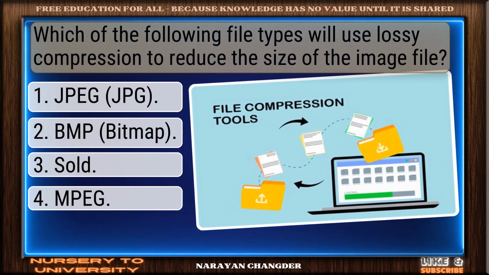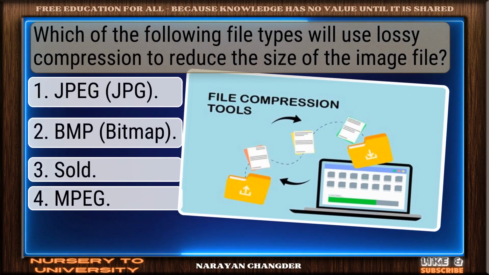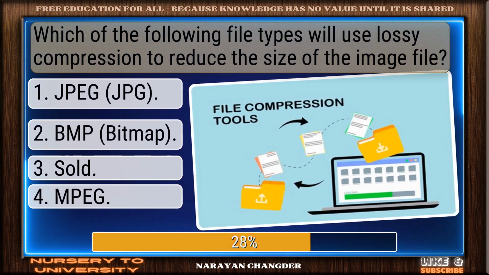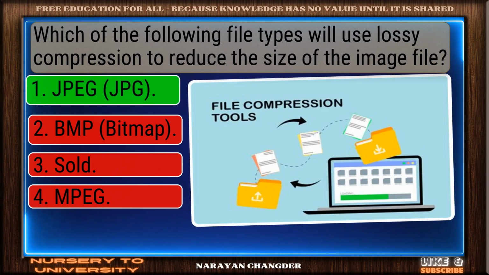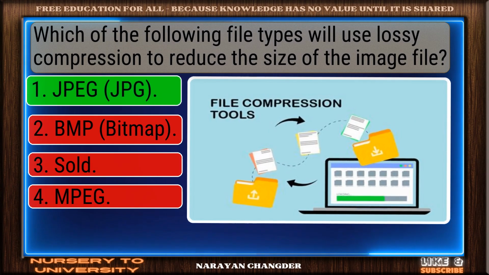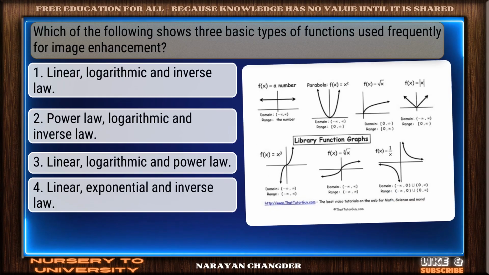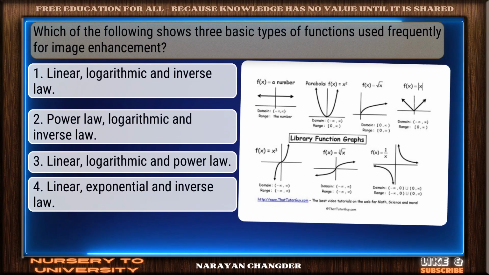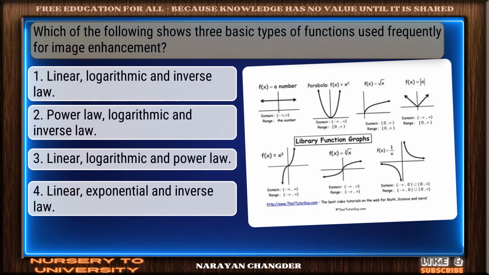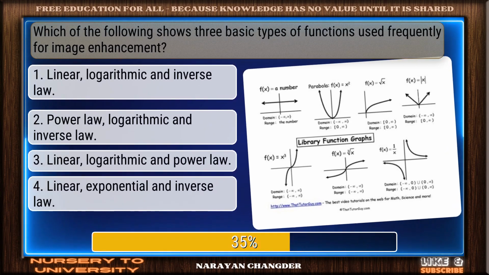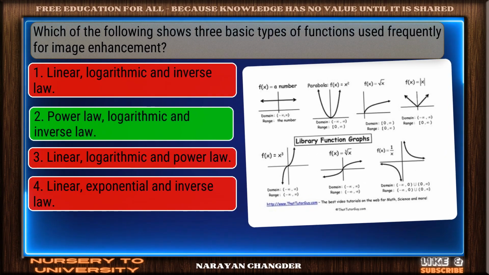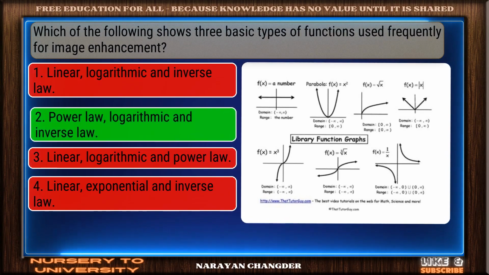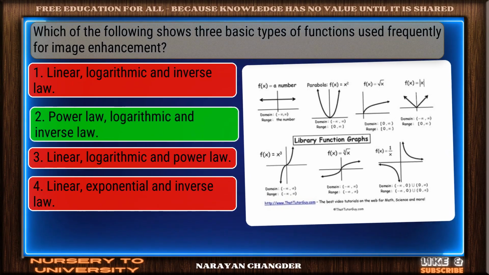Question number 8. Which of the following file types will use lossy compression to reduce the size of the image file? Solid response. JPEG is a valid choice. Question number 9. Which of the following shows 3 basic types of functions used frequently for image enhancement? Great thinking. Power law, logarithmic, and inverse law is the right choice.